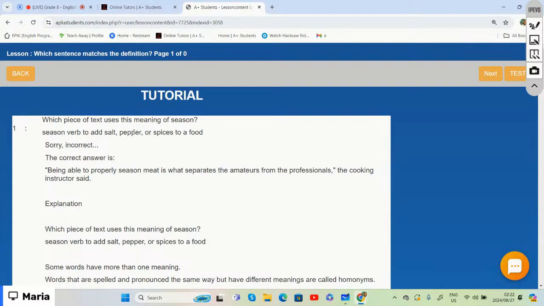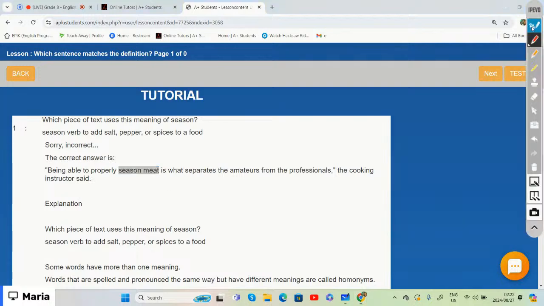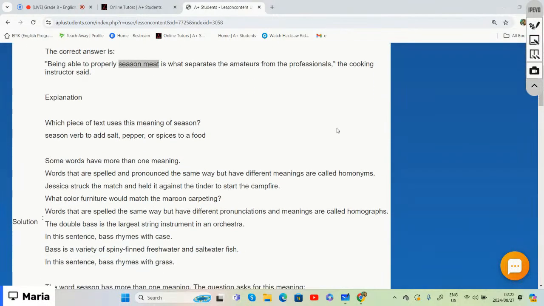And if we look at that specific sentence, being able to properly season your meat, that specifically means it is to do with your spices. So we use the verb season, which is to add salt, pepper, or spices to your food. That is, putting spices on your meat or in your food, right, to add taste. All right.